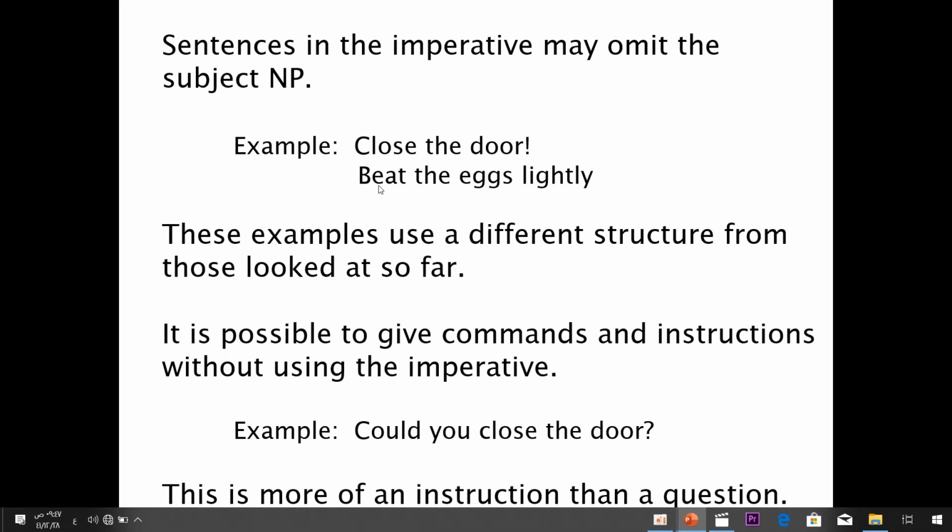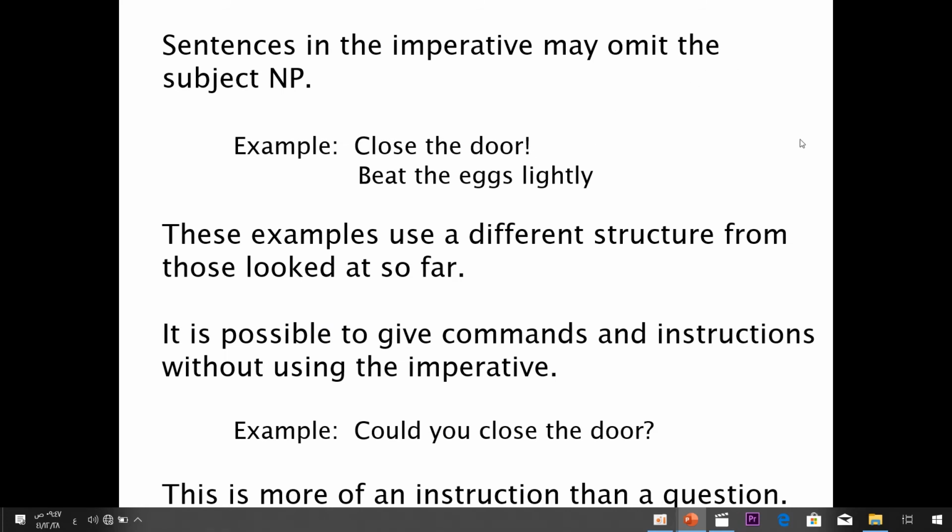As you see, close is a verb and the door is a noun phrase. So in the structure we will have sentence, then we'll have verb phrase, and then we'll have noun phrase. We have determiner, the, and we have the noun door.